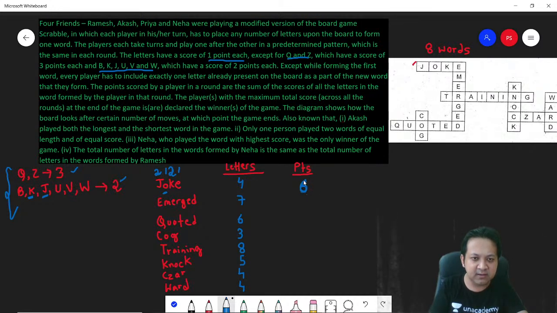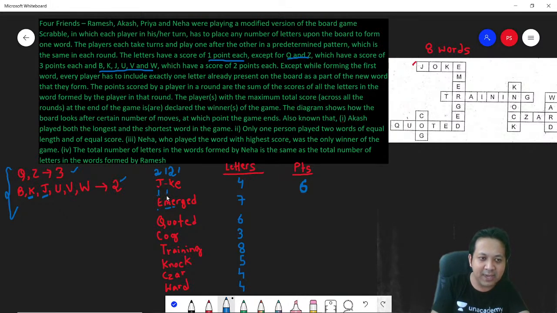Getting it? Similarly, let's look at the next one. Emerged. So how much is E? E is 1, right? How much is M? M is also 1. How much is E? E is also 1, right? So I hope you are understanding how to calculate the points.